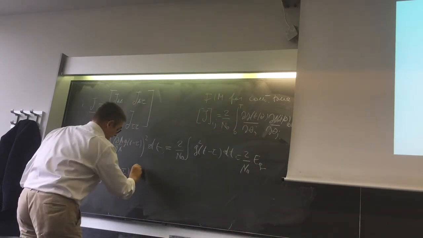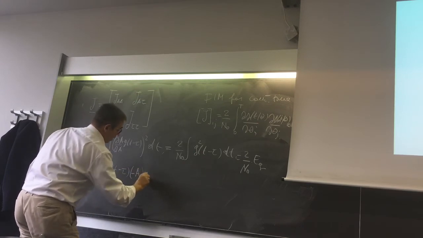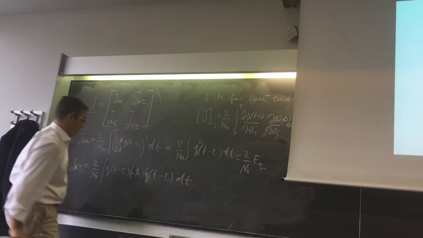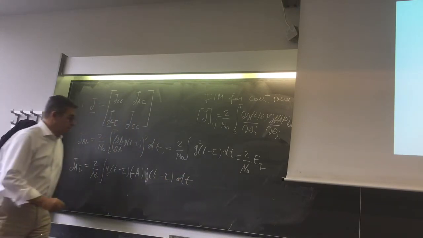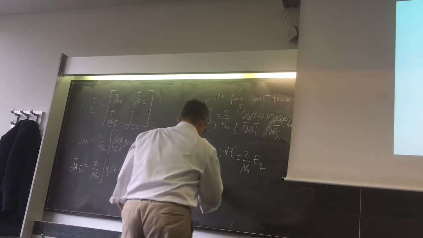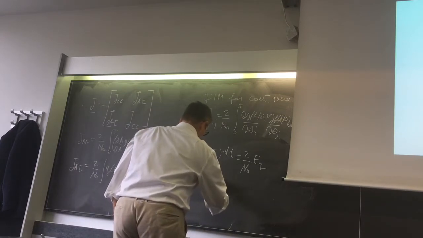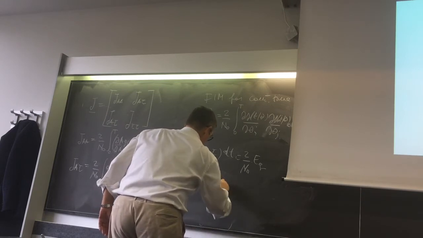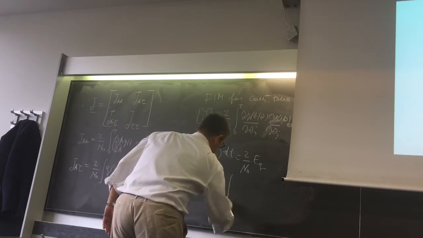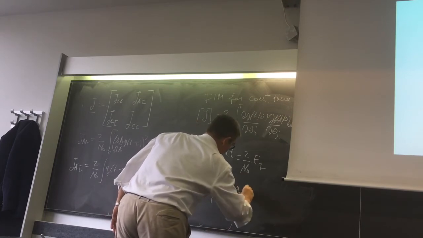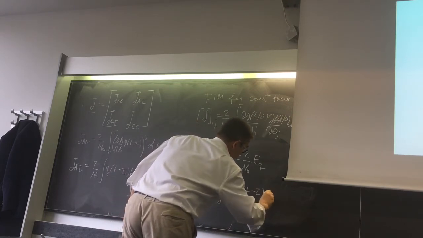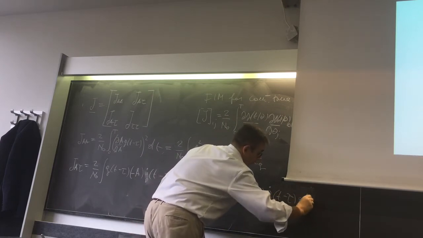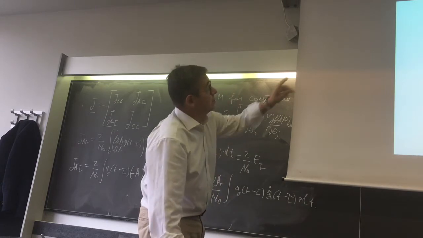Which is minus A g prime(t minus tau) dt, which is equal to minus 2A divided by N0 times the integral of g(t minus tau) g prime(t minus tau) dt, which is what is written there.